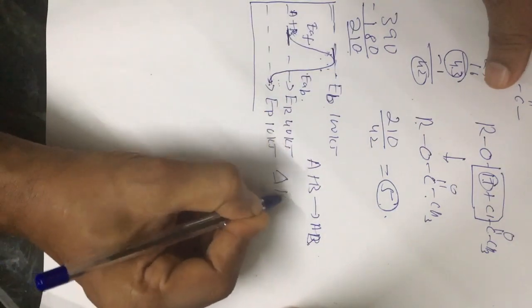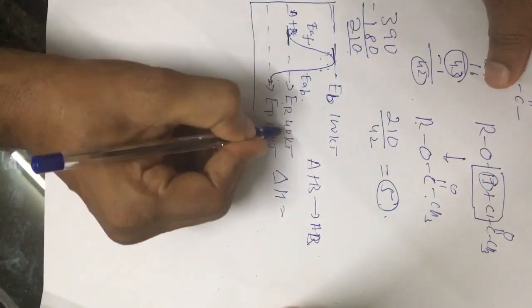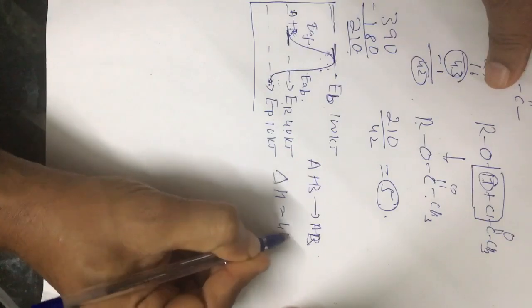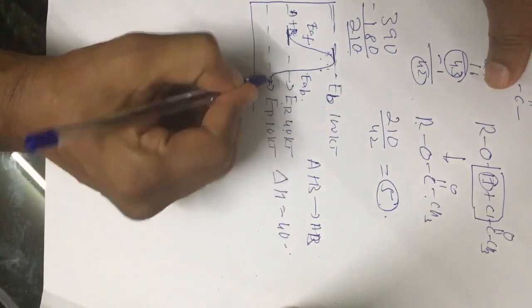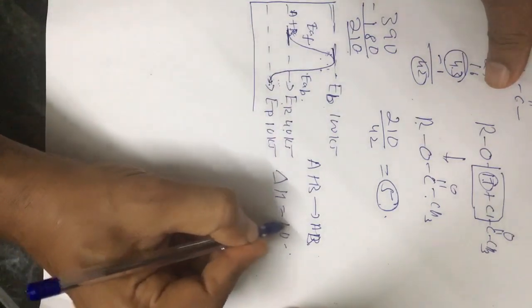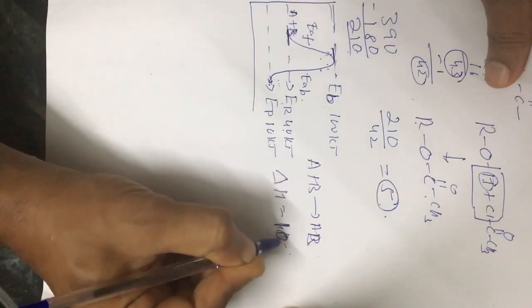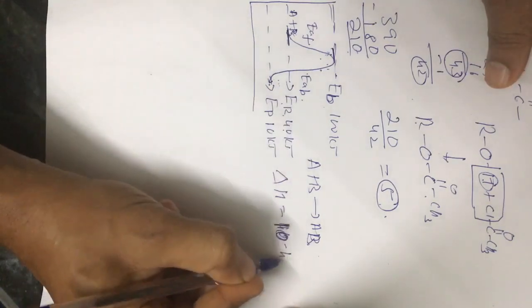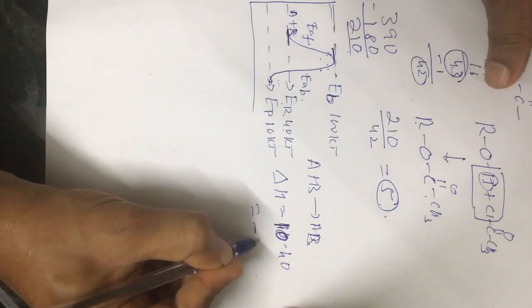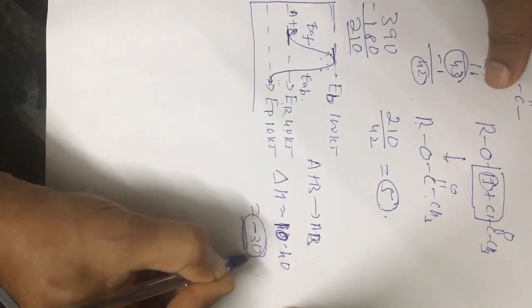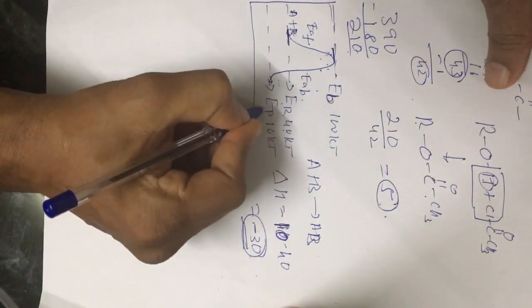So if the energy of activation for the backward reaction is more than the energy of activation for the forward reaction, then this is an exothermic process, and this delta H is given by enthalpy of product minus enthalpy of reactant, that is 10 minus 40, which is equal to minus 30. Since it is negative, it is an exothermic process.